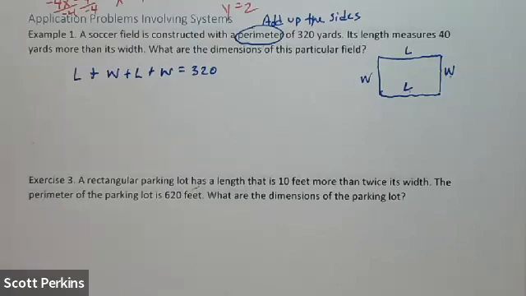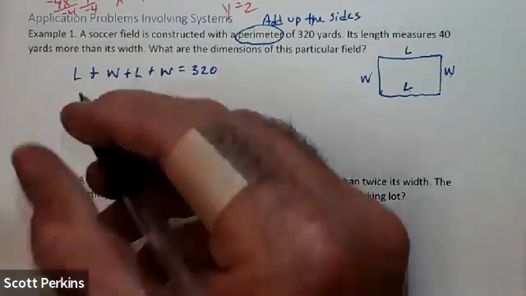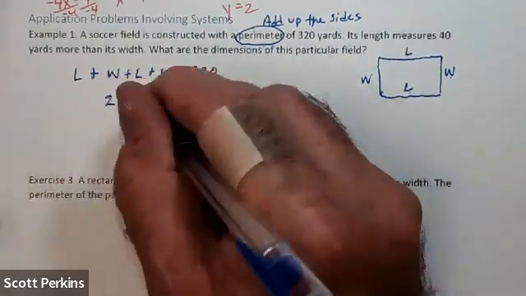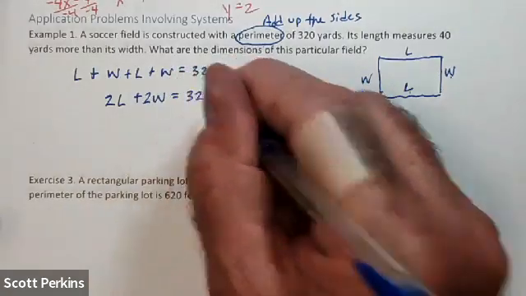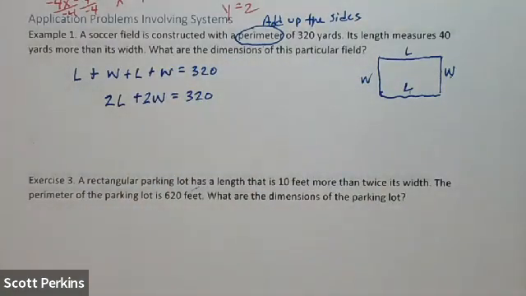Now, before I find the second equation, let's just combine my like terms. L plus L is 2L, and then W plus W is 2W. And maybe some of you remember that from middle school geometry. That's how you find the perimeter of a rectangle, but there's no need to memorize any sort of formula.